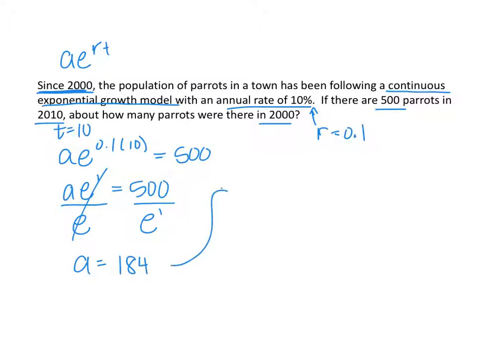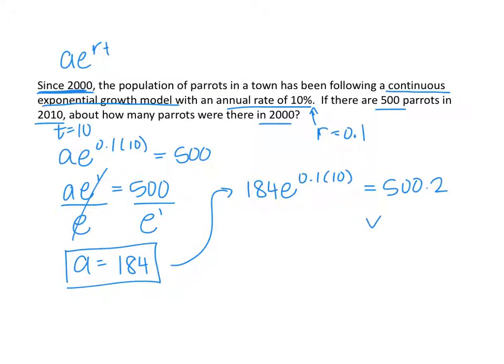And what we want to do is just check to make sure that that makes sense. So I'm going to plug 184 back into the equation and see if we get 500. So when I go to the calculator and plug that back in, I get 500.2. It's about 500. So yes, it works. So my initial number of parrots is 184.